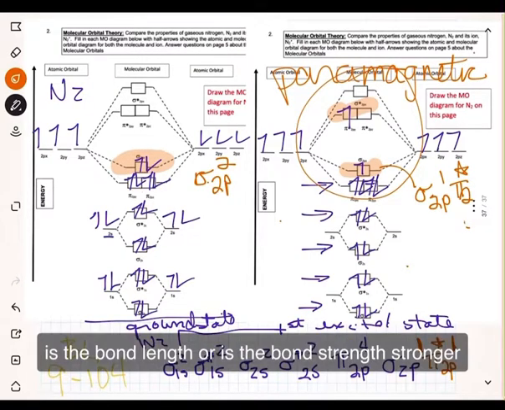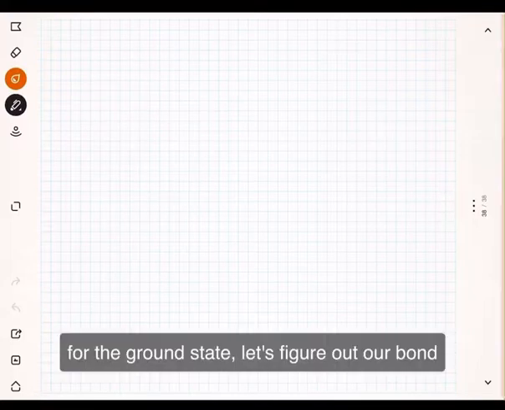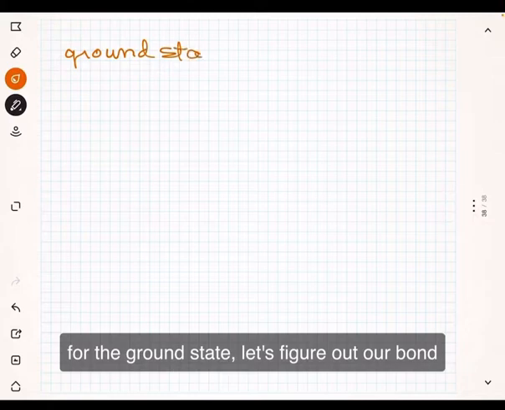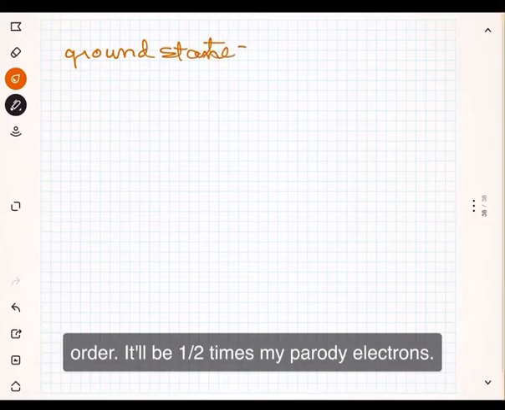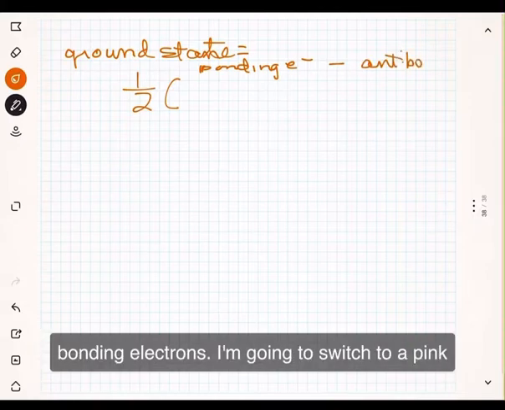Then it says, is the bond strength stronger for the ground state or for the excited state? And I'm going to go back and forth here. For the ground state, let's figure out our bond order. It'll be 1/2 times my bonding electrons minus my antibonding electrons.